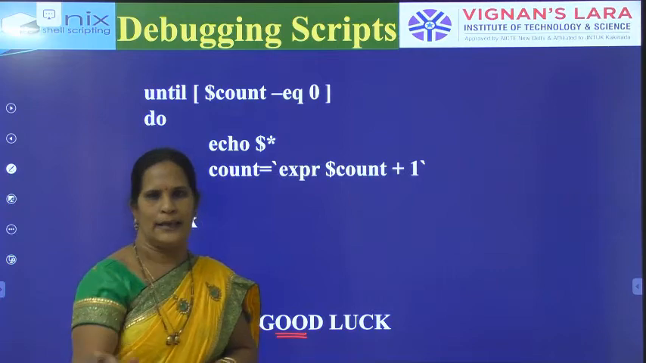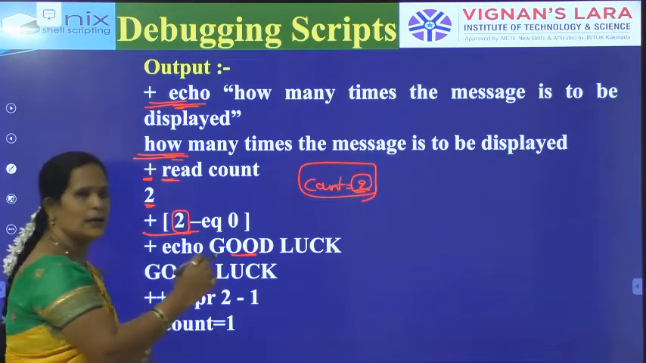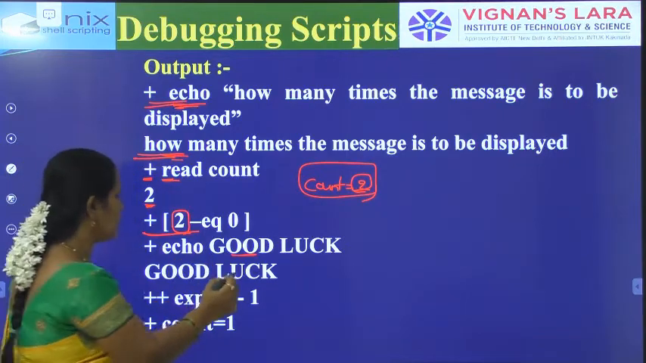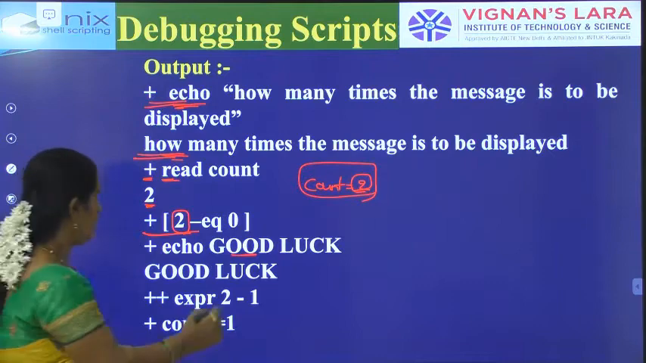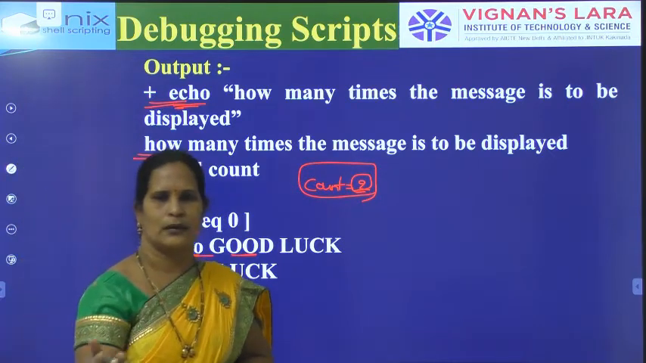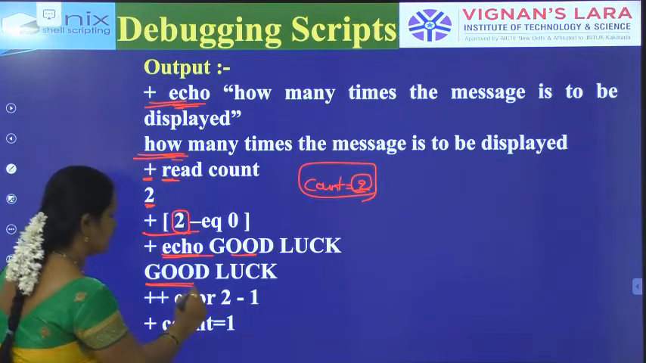Okay, this will be stored in $*. That's why it displays echo $*. Instead of $*, it is going to substitute the good luck message. Now this statement is going to be executed. So echo good luck. The output of this statement is good luck. So the output will be displayed.